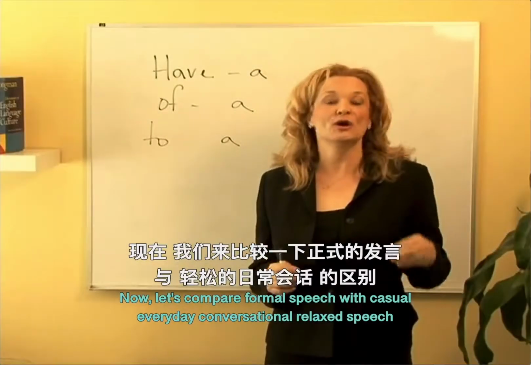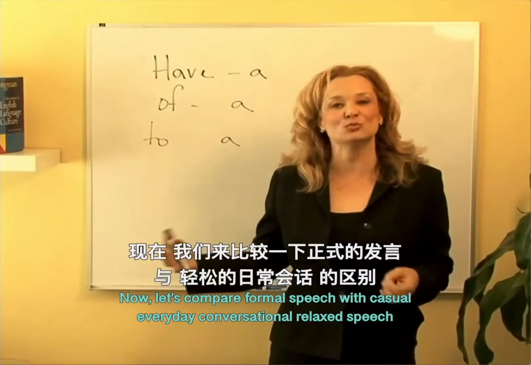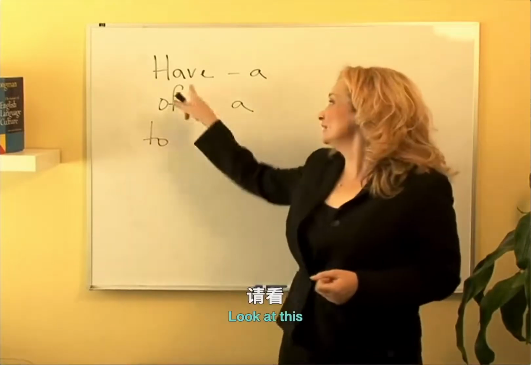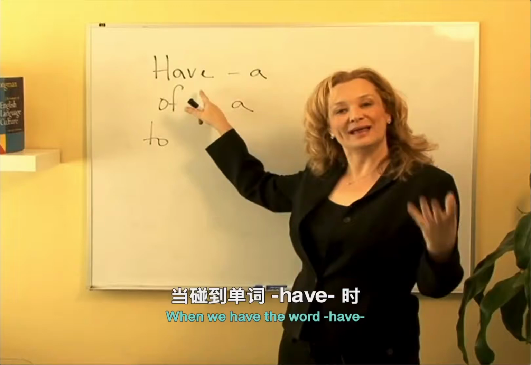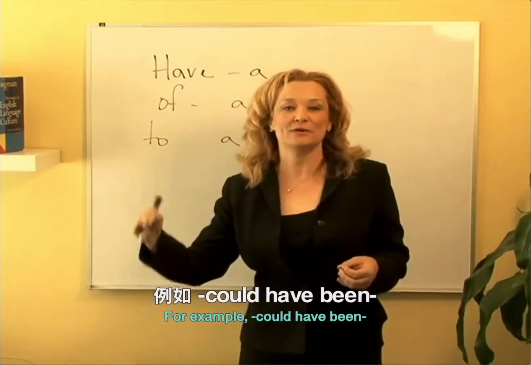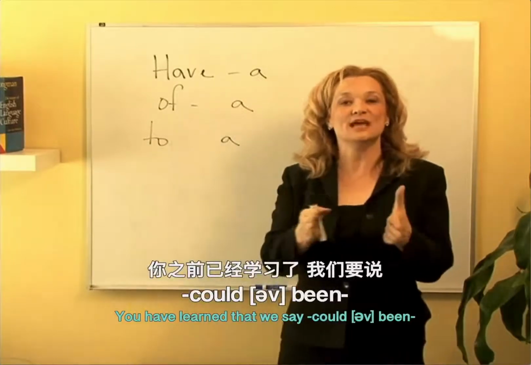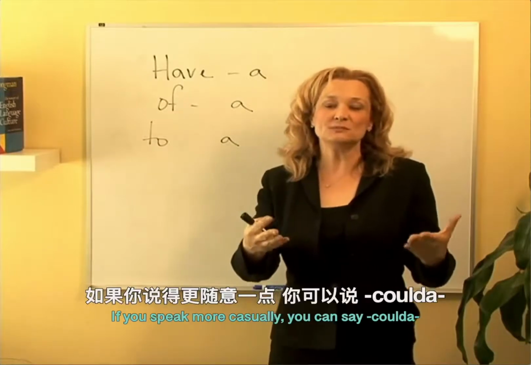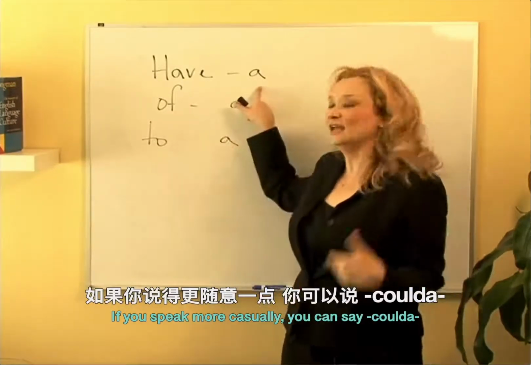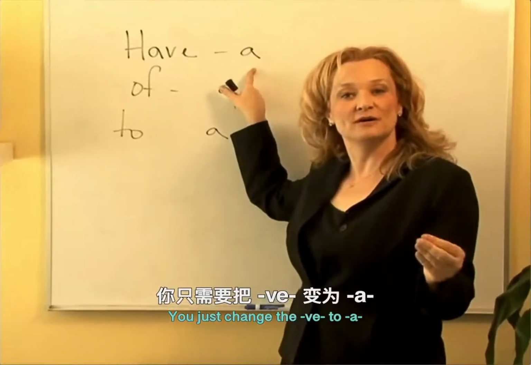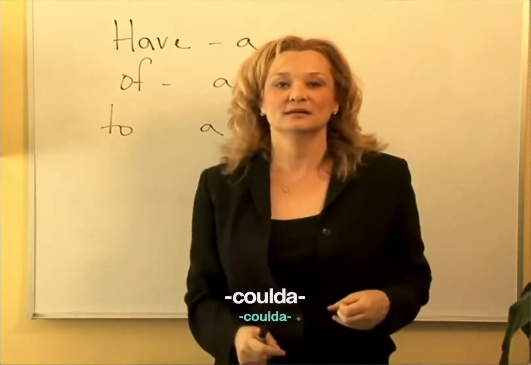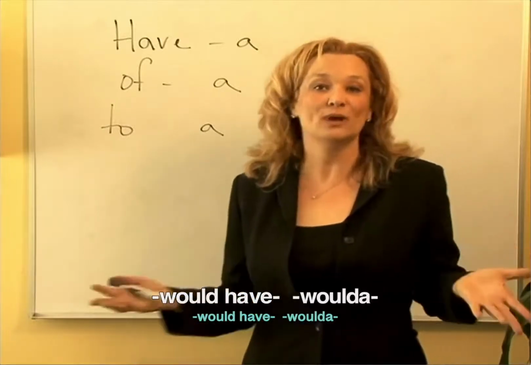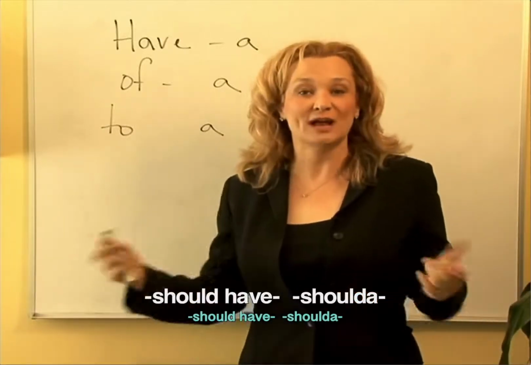Now, let's compare formal speech with casual, everyday, conversational, relaxed speech. Look at this. When we have the word have, for example, could have been, you have learned that we say could have been, we reduce it to "of." If you speak more casually, you can say "coulda." You just change the V to an A, coulda. I coulda called you. I coulda come over. Would have, woulda. Should have, shoulda.